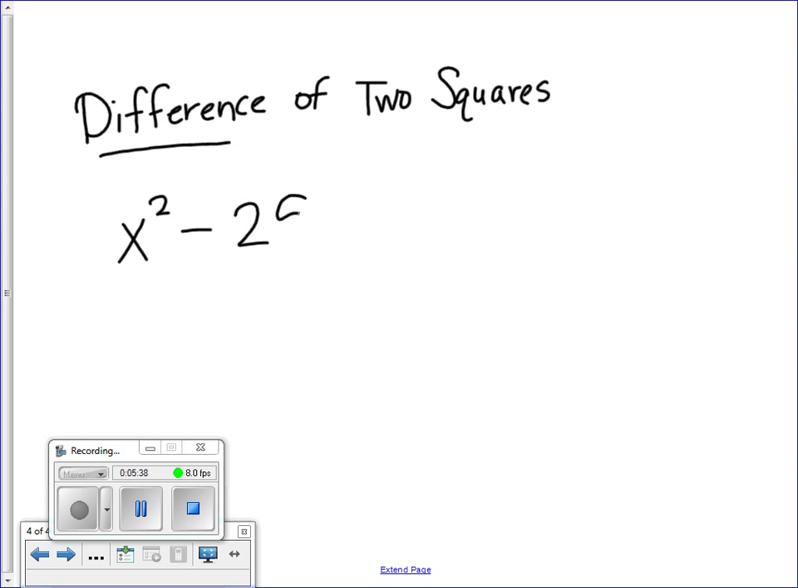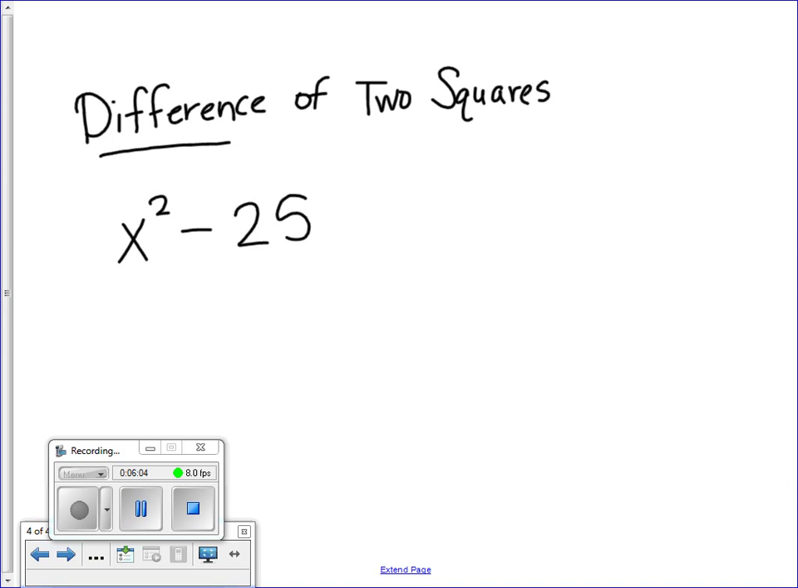It says difference. Alright, x squared minus 25. See, that's a perfect square. What's the square root of x squared? And that's a perfect square. What's the square root of 25? 5. And there's a difference between them. See, I'm subtracting, the difference of two squares. Okay? When you see the difference of two squares, very easy.